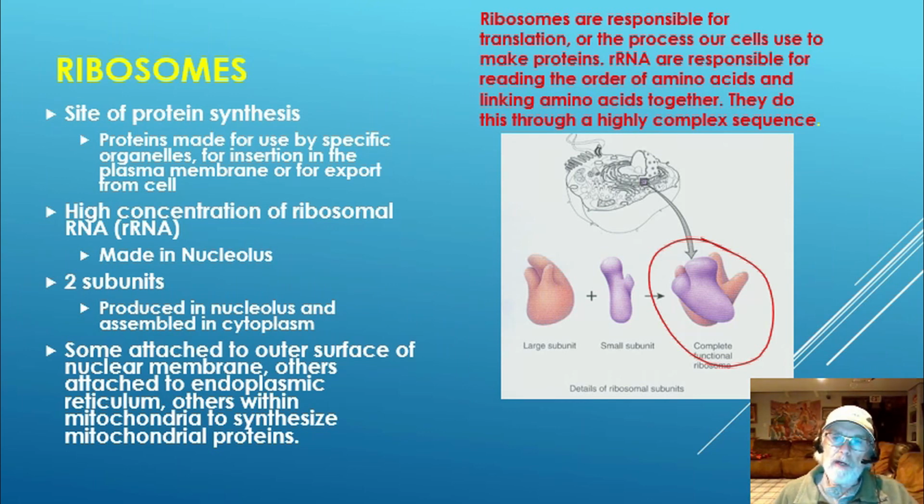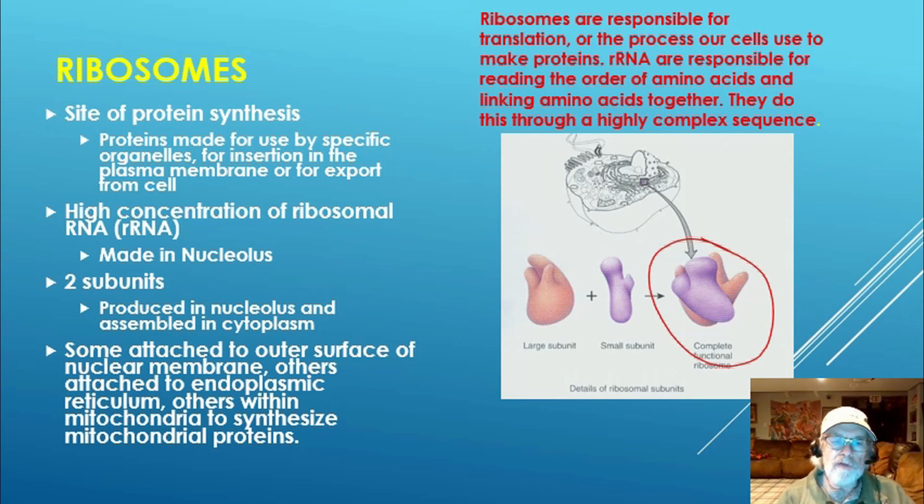So what happens is the ribosomal RNA is responsible for reading the order of the amino acids from the code from DNA, so that the proper order of amino acids can be linked together to make a polypeptide or a protein. We'll talk a lot more about that later on. So anyway, these two subunits of the ribosomes are made in the nucleolus, and they're assembled on the outside. I'll show you some electron microscopic pictures of ribosomes in a minute. Some of them are attached to the outside of that nuclear membrane.